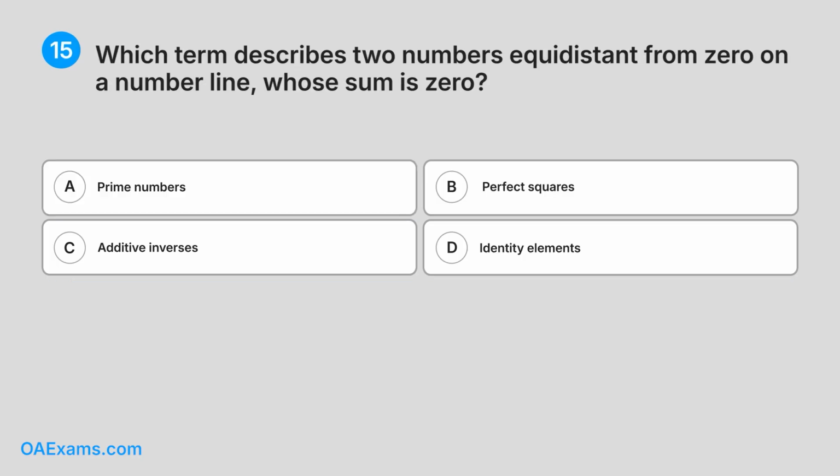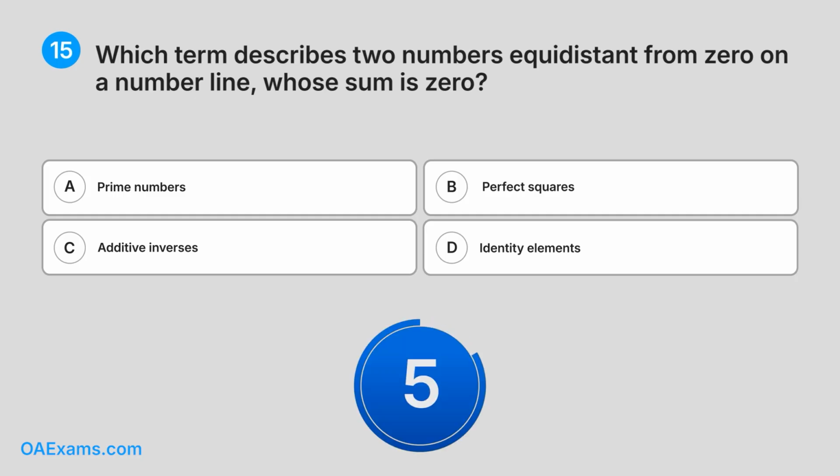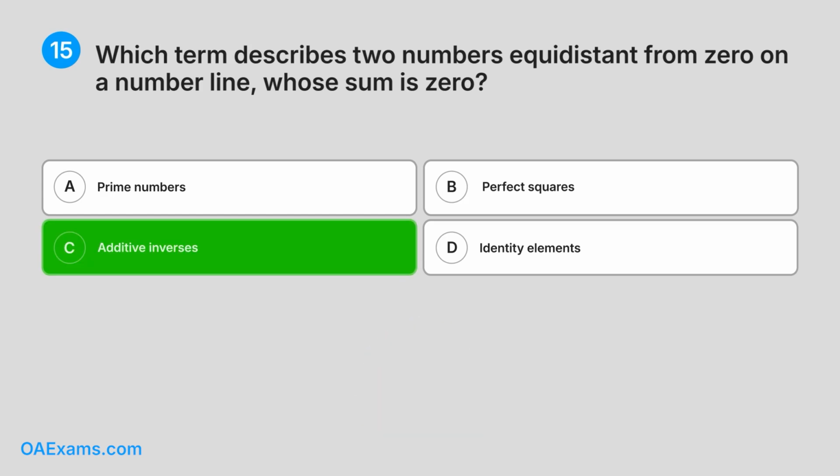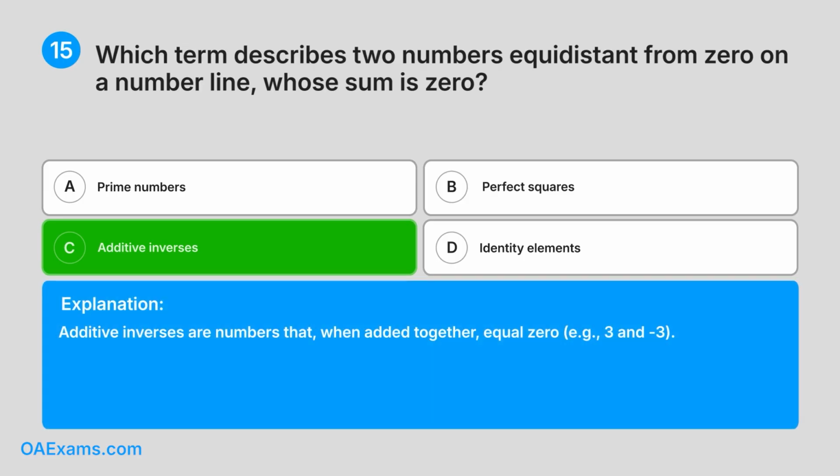15. Which term describes two numbers equidistant from 0 on a number line, whose sum is 0? A. Prime numbers. B. Perfect squares. C. Additive inverses. D. Identity elements. Can you guess the answer? Correct answer. C. Additive inverses. Explanation. Additive inverses are numbers that, when added together, equal 0. For example, 3 and minus 3.